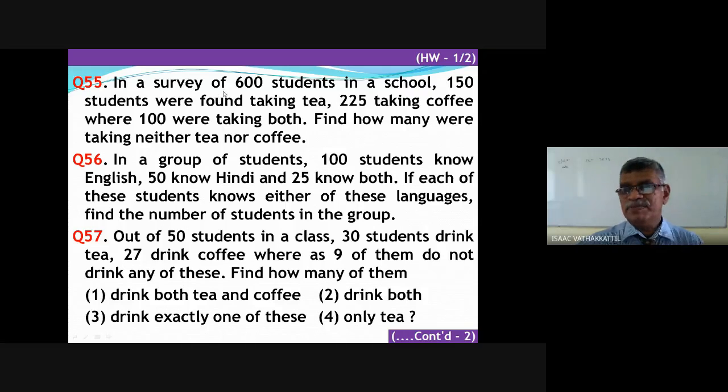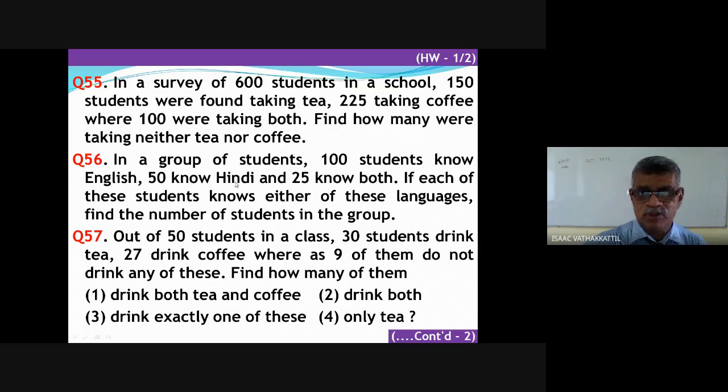In a survey of 600 students in a school, 150 students were found taking tea, 225 taking coffee, where 100 were taking both. Both means intersection. Find how many were taking neither tea nor coffee. Remember, the diagram will help you very much. Neither tea nor coffee is outside.